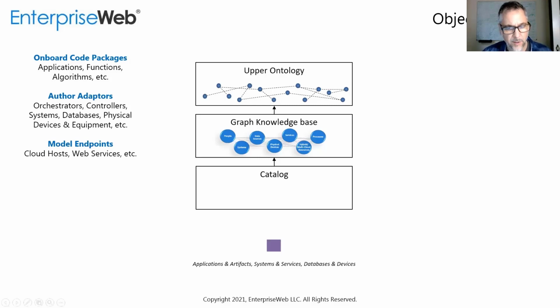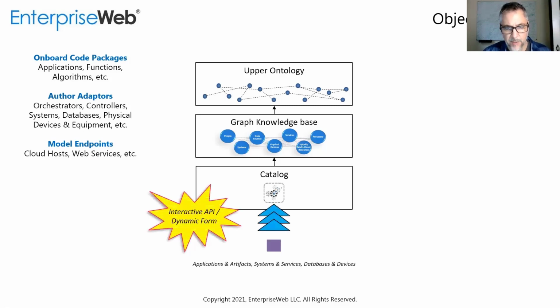But customers can also model their own solution elements. Essentially, whether it's a code package, an application, a function, an algorithm, or a third-party orchestrator, a controller, a system, a database. We can model adapters using Enterprise Web. Or if it's an endpoint, like an actual service that somebody wants to model, all of those can be modeled in Enterprise Web. Essentially, they're going to become typed objects. And the method is effectively the same.